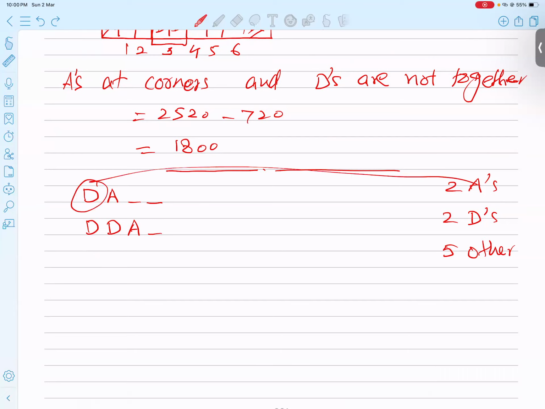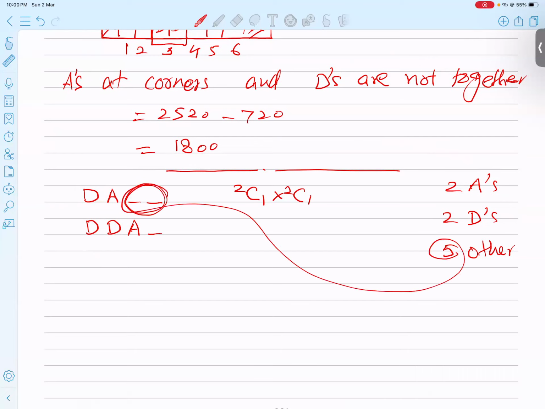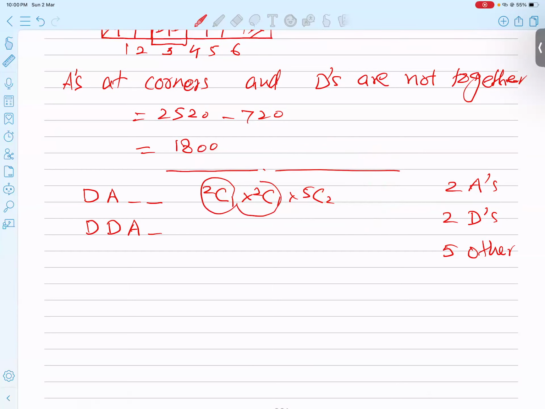How to get this D, students? We can say out of 2Ds, I need 1: 2C1. How about this A? Out of 2 A's, I need 1, so 2C1. And what about these 2 letters? I need 2 from the 5 others. I can say 5C2. If we check it carefully, this answer is coming: this is 2, this 2 is 4, and this is 10. 10 times 4 is 40. So this is 40.